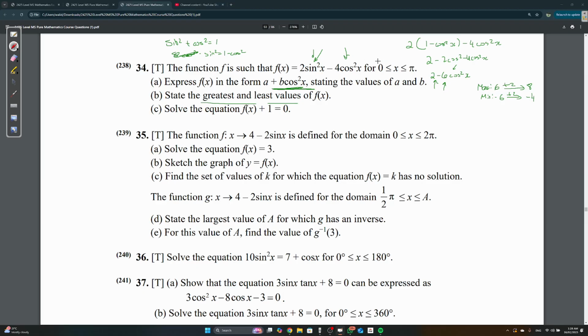What's the problem? Our domain, okay, it's in between 0 and pi. So pay attention to it, okay? Please pay attention to it. When taking a look at your greatest and least values, check that they fit in the domain, okay? Why is this a problem?